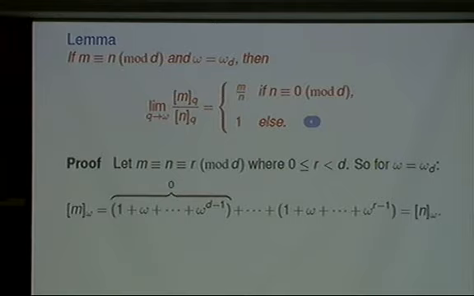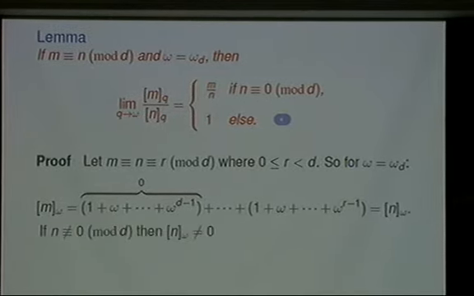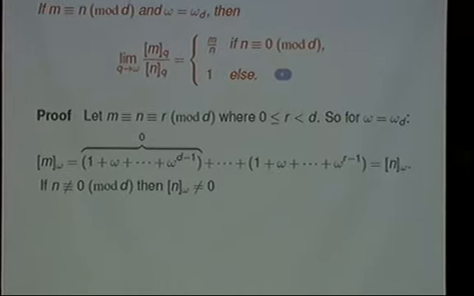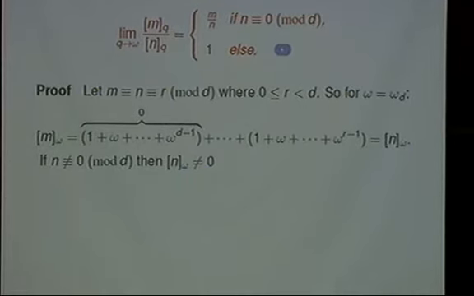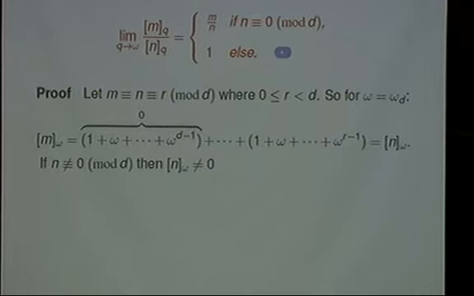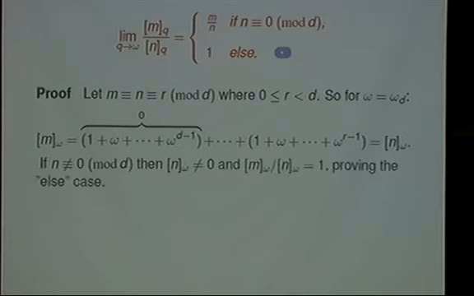Well, now we're done with the else case because, suppose d doesn't divide n. If d doesn't divide n, then this last piece here will not be 0. So neither of these are 0, so I just divide that onto the other side, and I should hopefully get 1 in that case. Okay, so we've done the else case. I hope you all agree.